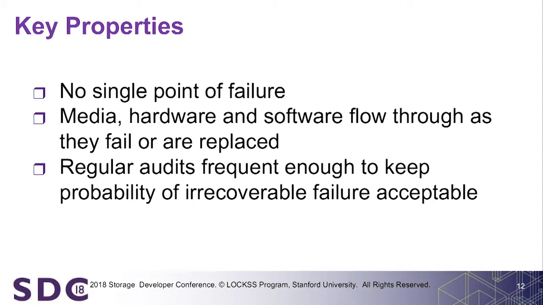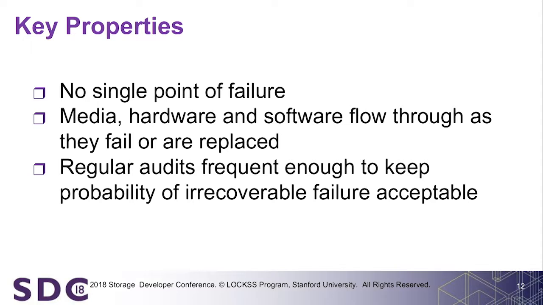There are three key properties to a digital preservation system that we think are important. In our model, it should have no single point of failure. So for example, it must tolerate the failure of any individual component because of course it's going to be made of various components. And in general, these systems should be designed to tolerate more than one simultaneous failure.